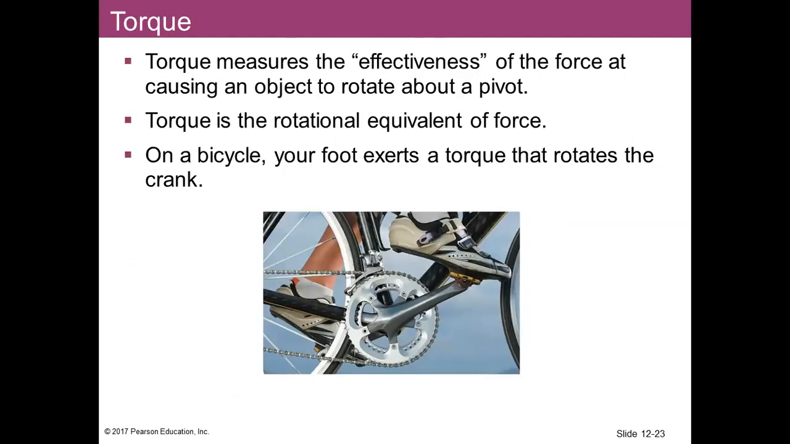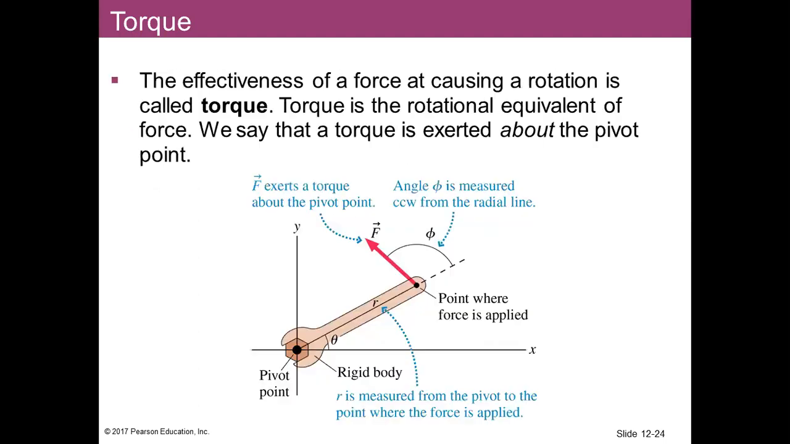Torque measures the effectiveness of the force at causing an object to rotate about the pivot. Torque is the rotational equivalent of a force. In a bicycle, your foot exerts a torque that rotates the crank. The effectiveness of a force at causing a rotation is called torque.